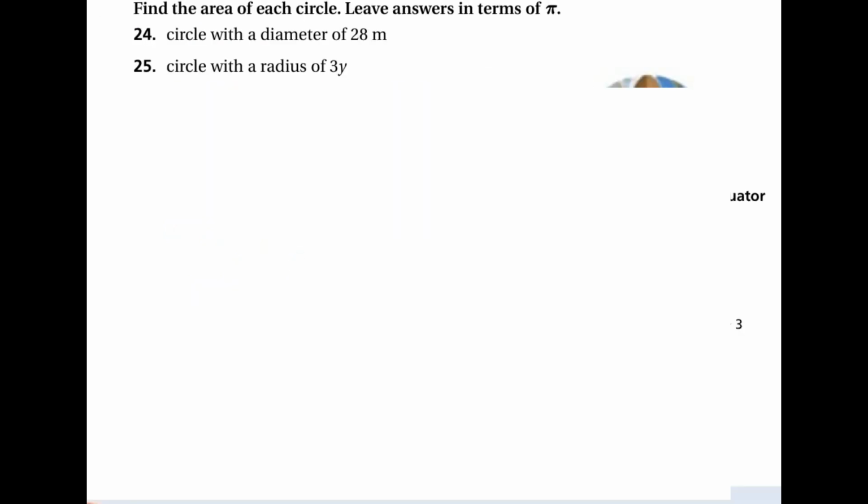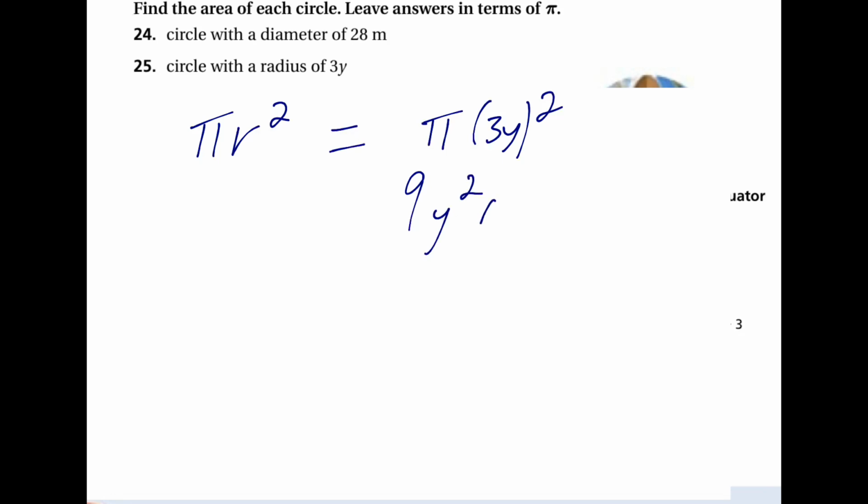For 25, we're to find the area of a circle with a radius of 3y. So if we're going to use pi r squared, that's going to be pi times 3y squared. So 3 squared is 9, y squared is y squared, and then we'll just put the pi typically at the end. Since we don't know what y is, we can't find the actual area, but that's the closest we can get.